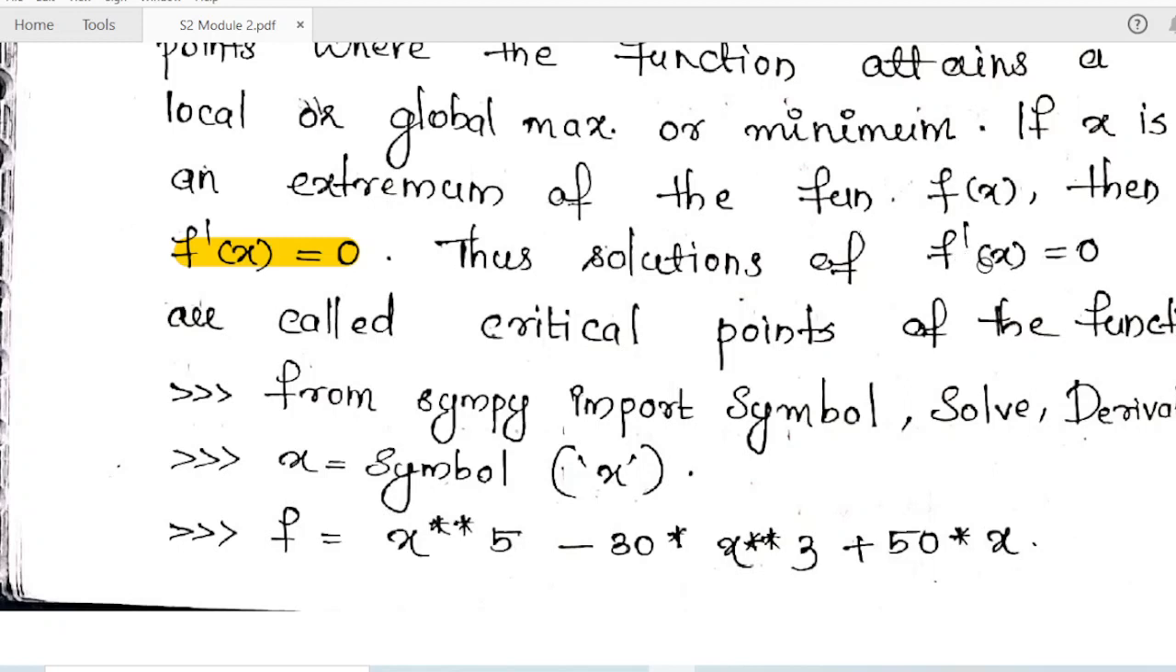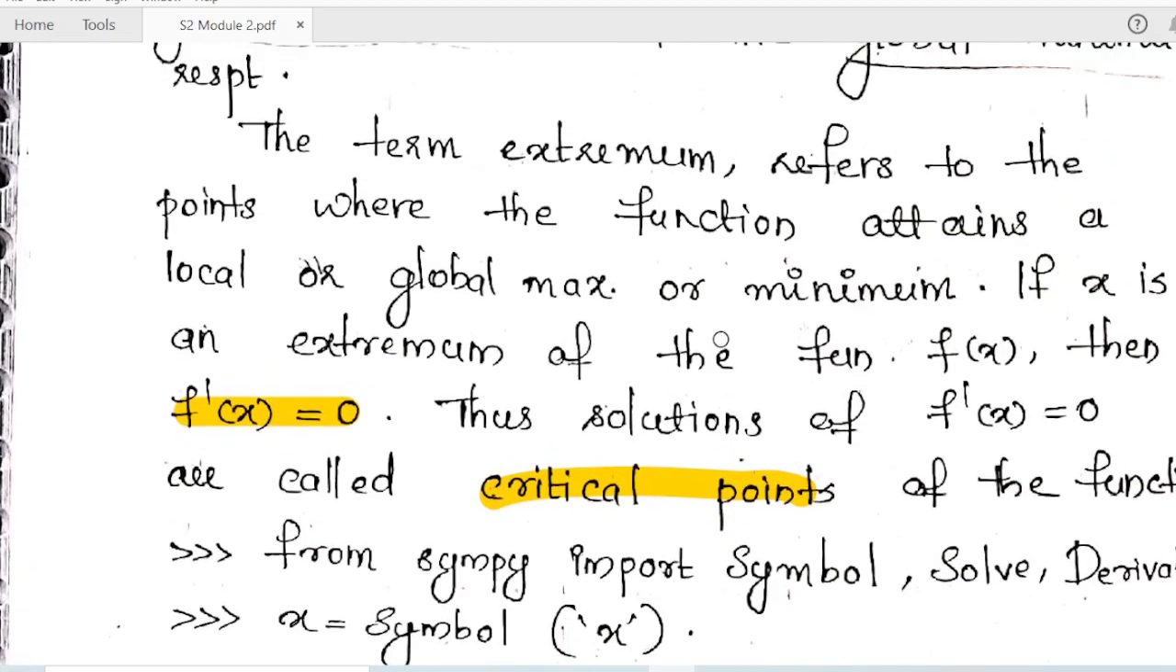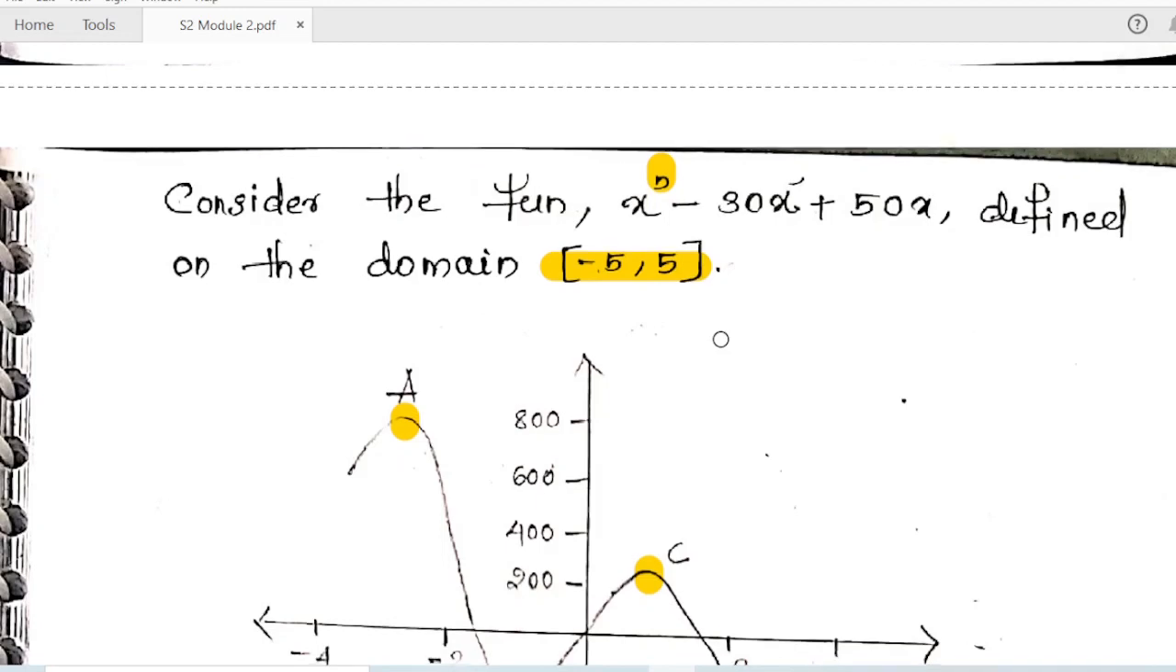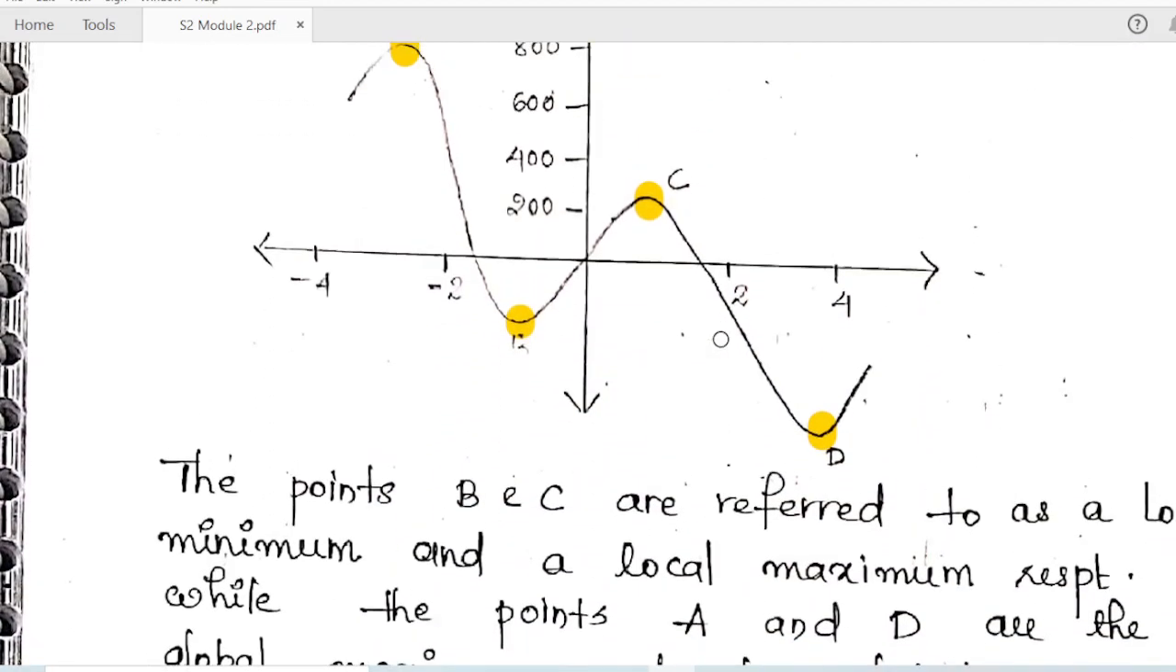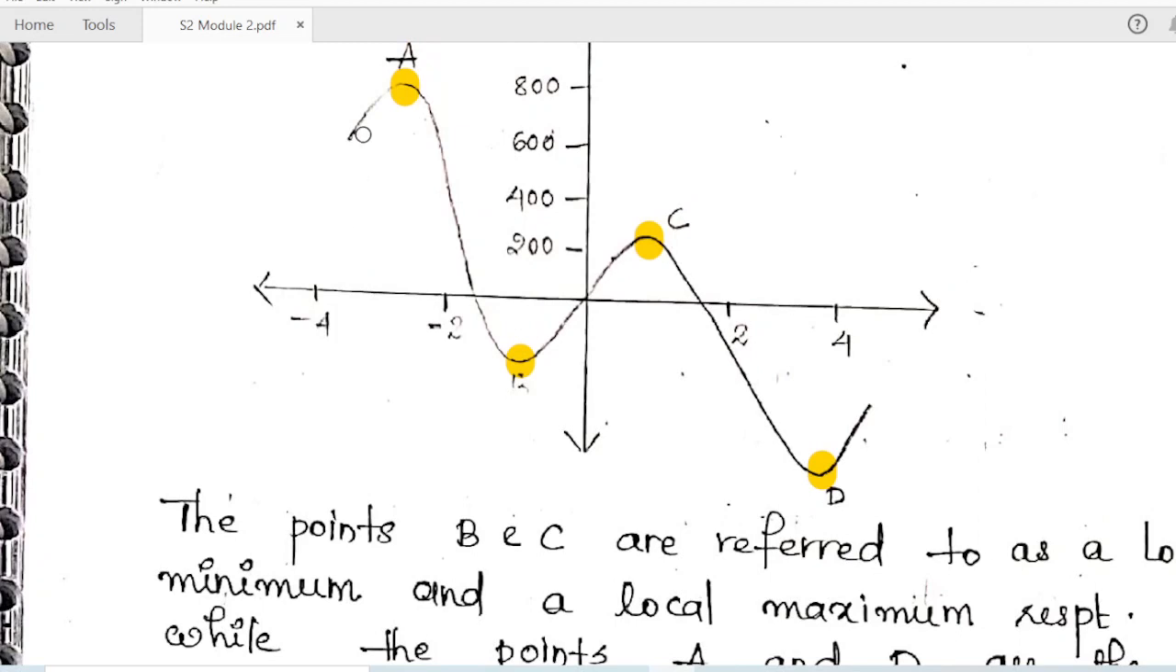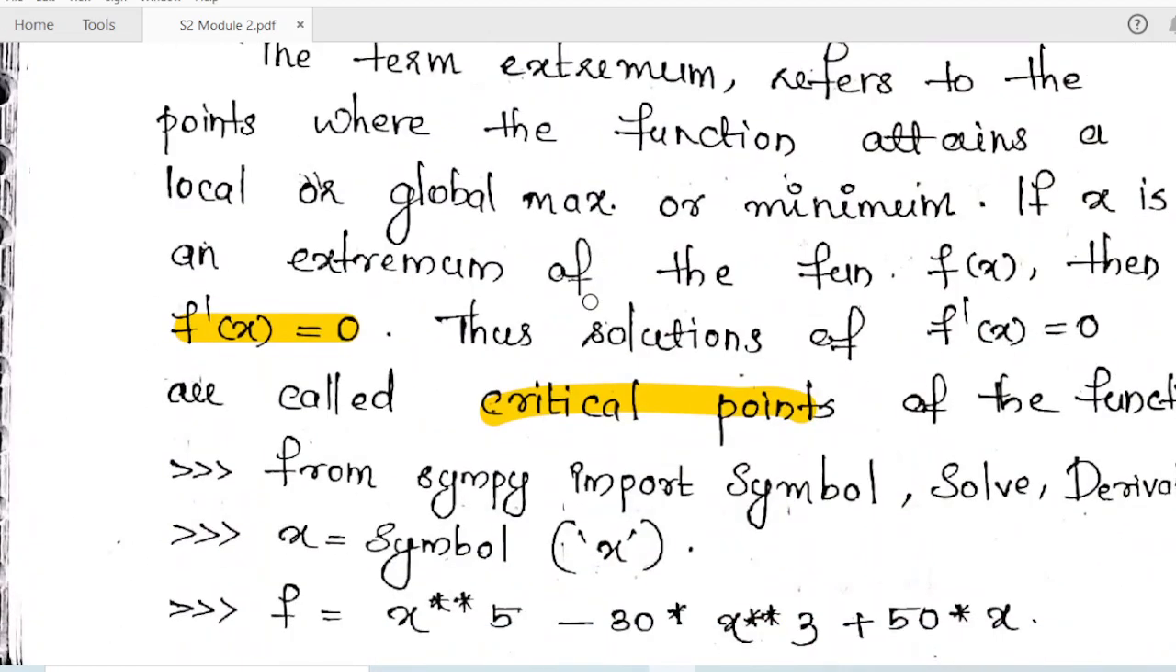In all these points, f dash of x is equal to 0. The solutions of f dash of x equal to 0 are called critical points. So the value of x at which f dash of x equals 0 is called a critical point. From the graph, let us see the critical points. For A, this is the critical point. These are the critical points on the x-axis, the values of x called the critical points.